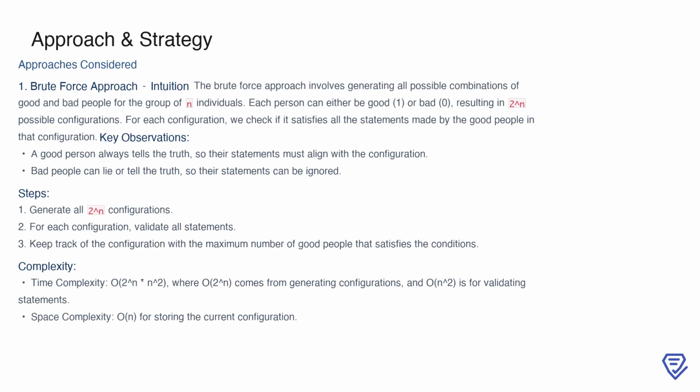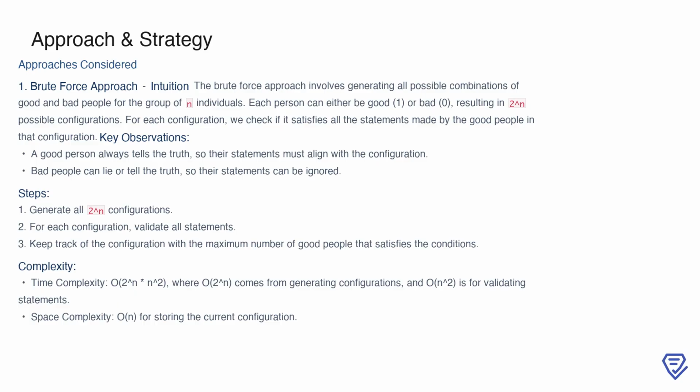To tackle this problem, let's first consider the brute force approach. The idea here is to generate all possible combinations of good and bad people for the group of n individuals. Since each person can be either good, represented as 1, or bad, represented as 0, there are 2^n possible configurations. For each configuration, we validate whether it satisfies all the statements made by the good people in that configuration.